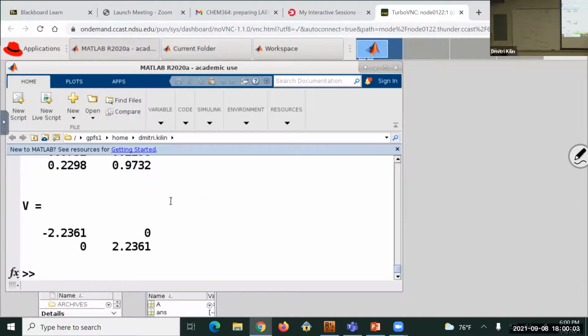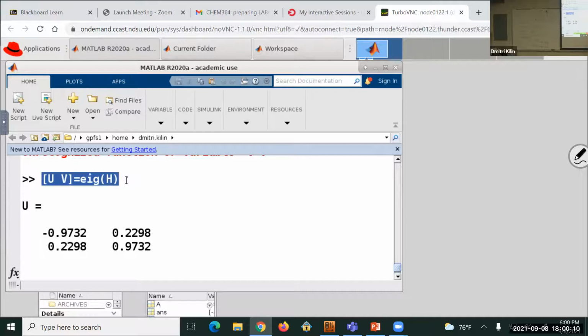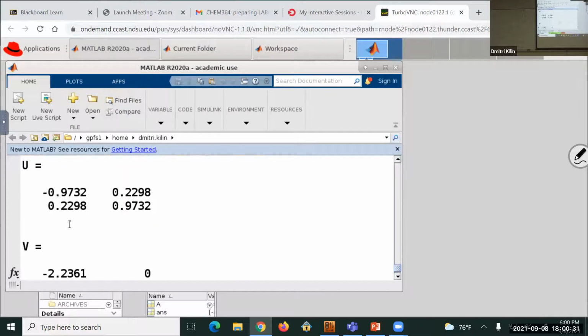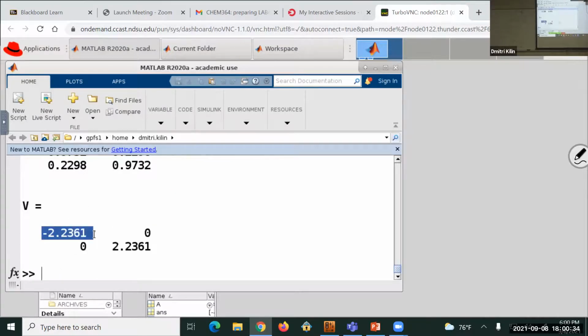And here is the answer. The answer of this procedure will be, in MATLAB language, two matrices. The first matrix, U, will contain eigenvectors, and the second matrix, V, will contain eigenvalues, and they will be placed on the diagonal of the matrix. Right now, we do not need too many details, otherwise our brain will boil.